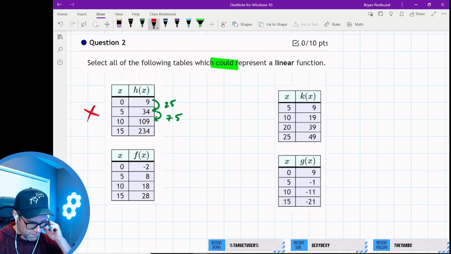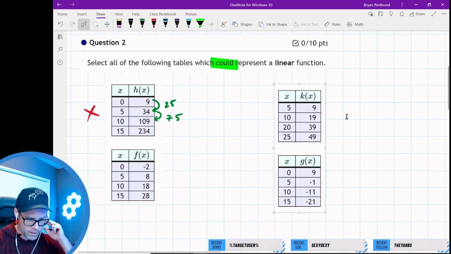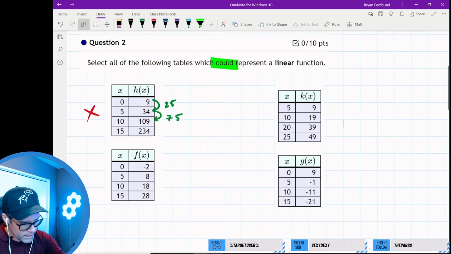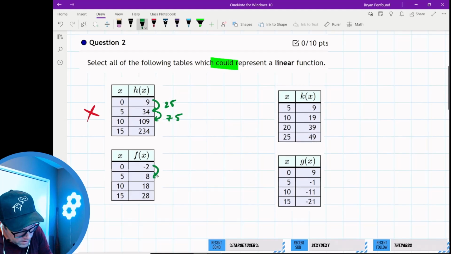Let's take a look at this table here. Looks like it's going to be a little tricky. This top one goes 5, 10, 20, 25. That's not good. Let's take a look at this third one: 0, 5, 10, 15. Again, the x's are being incremented really nicely. And I can kind of see visually that these increments are going to be 10s.